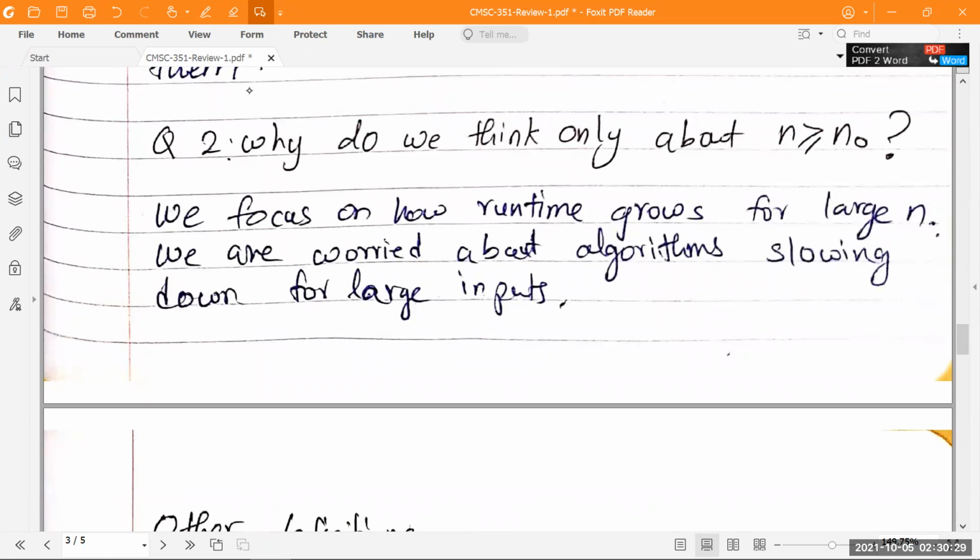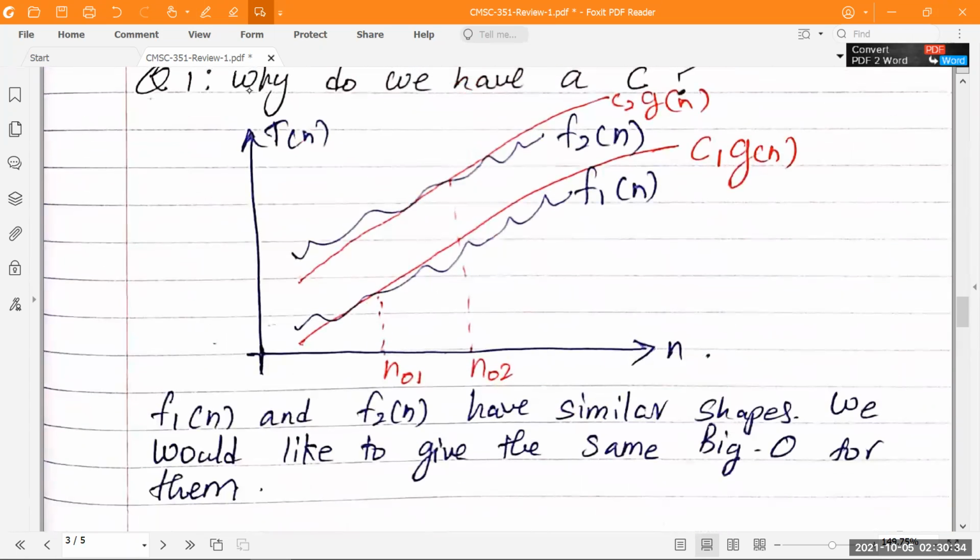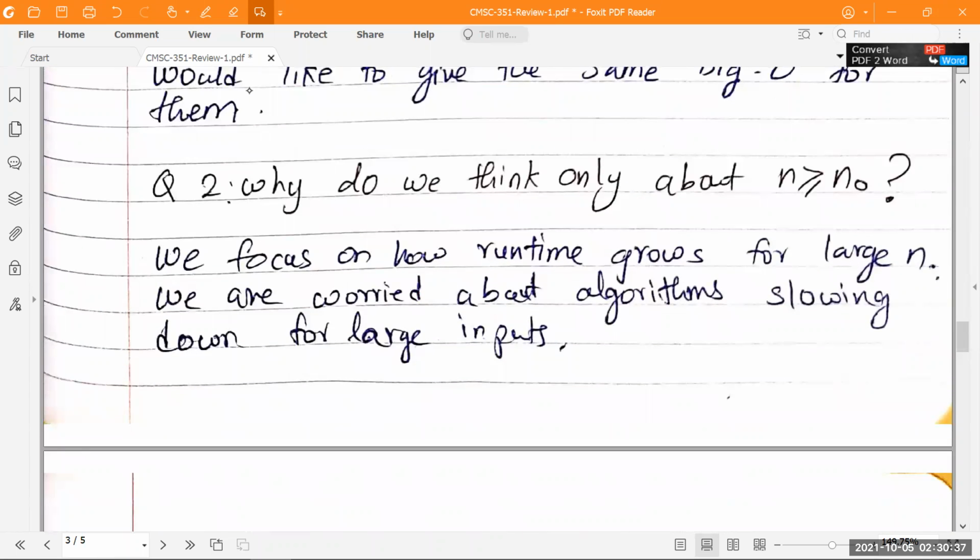And why do we think only about n bigger than n naught? You can see these upper bounds are upper bounds only after a particular n naught. That is because when we talk about computational complexity, we are worried about how runtime grows with larger input sizes. For smaller input sizes, you can always make them work somehow, because computers are powerful. But when they have to work on very large inputs, that's when the problem comes, and that's what we are worried about: whether algorithms will slow down dramatically for very large inputs.